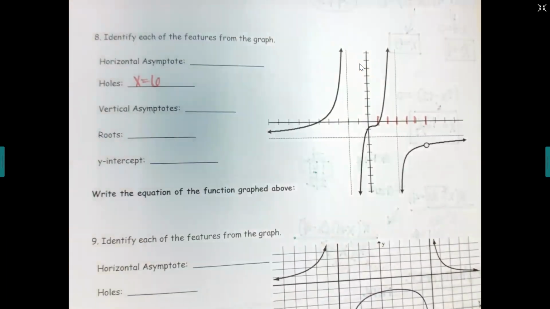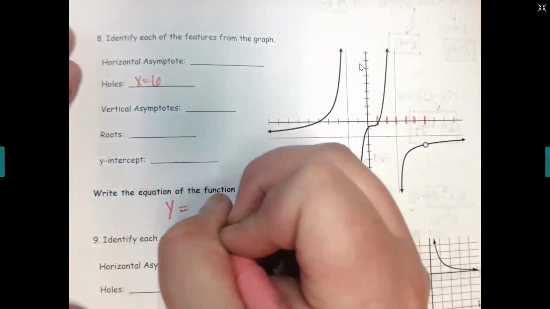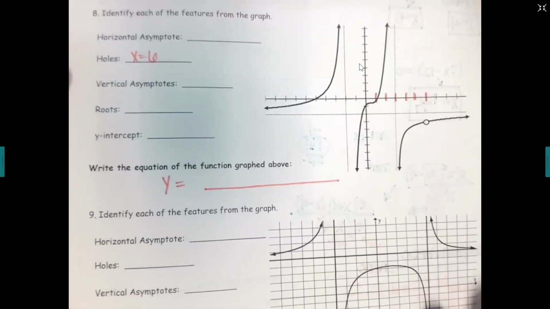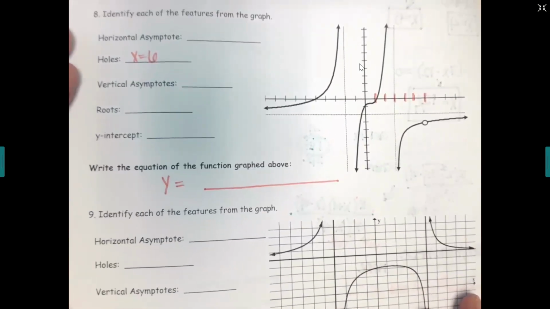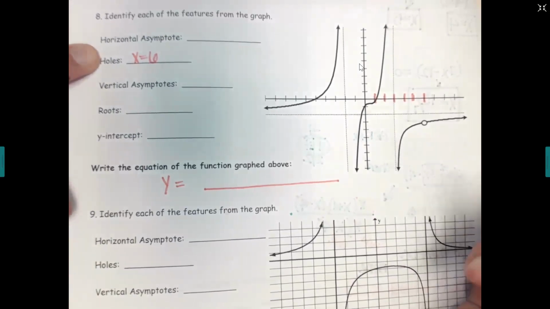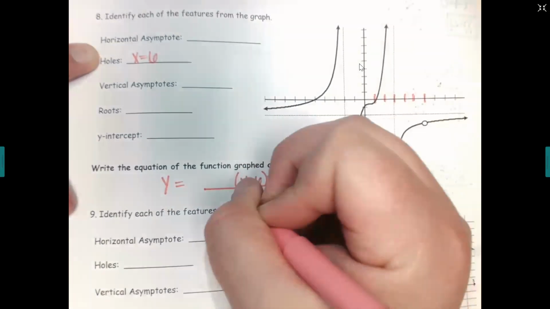And the whole point of this on your test is that you're writing the equation. So let's go ahead and do that as we go. Y equals big fraction. So if there's a hole at +6, what would the factor say? And where would it be, top, bottom, or both? Okay, so x minus 6, x minus 6.